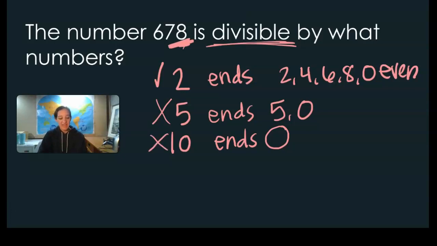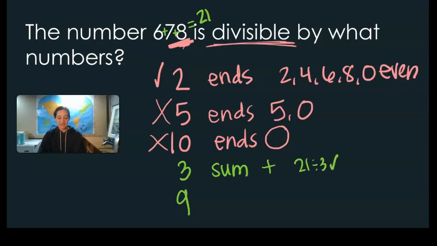Okay? Then, if you want to get even better, you can think of 3 and 9. 3 and 9 are similar. You find the sum, and that means you add. So if we add 6 plus 7 plus 8, that gives us 21. And guess what? 21 is divisible by 3. So that means this whole entire number is divisible by 3. And you might be like, really? It really can be divided by 3? Yeah, look. I'll even prove it.